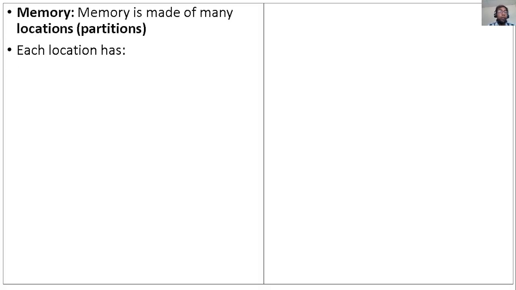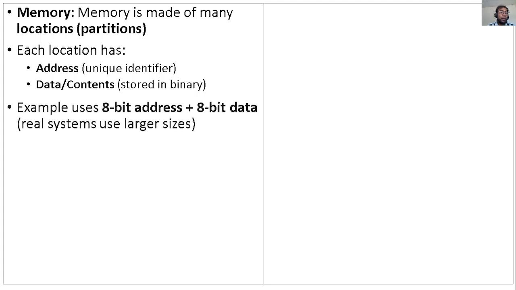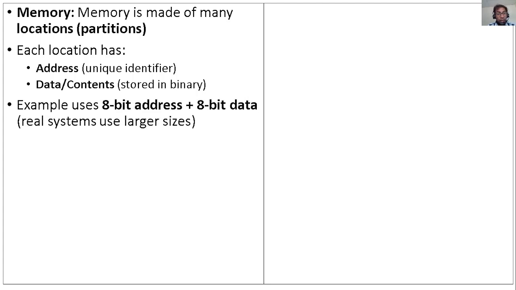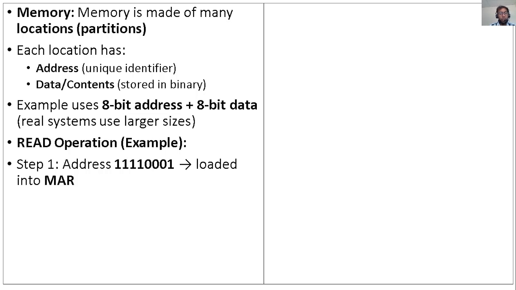Let's see. Memory is made of many locations. Each location has an address and data contents, stored in binary, and the address is a unique identifier. The example uses an 8-bit address plus 8-bit data. Real systems use larger sizes. Of course, this is just a random example, not for the real world system, but real world systems have better addresses, like 32-bit or 64-bit addresses.